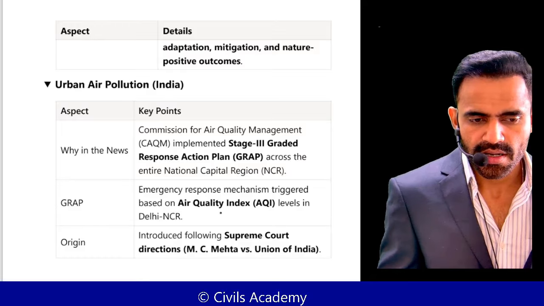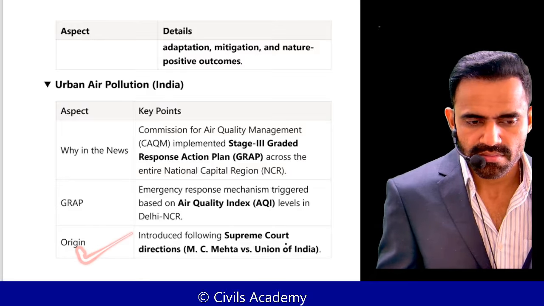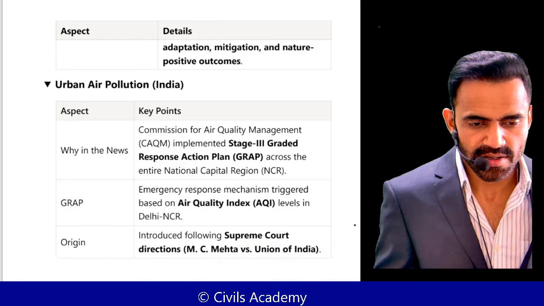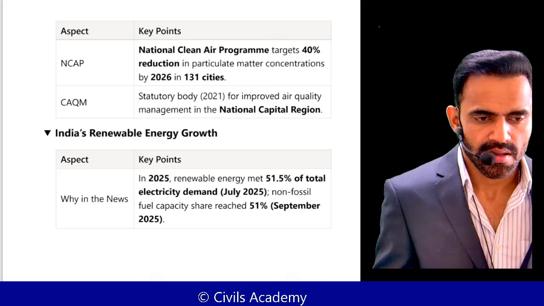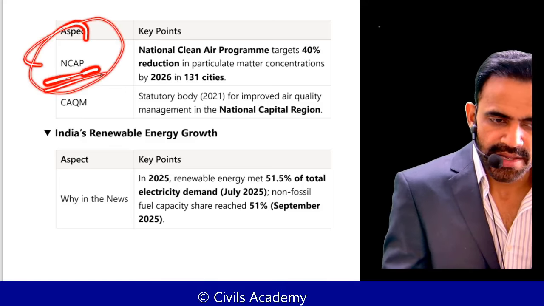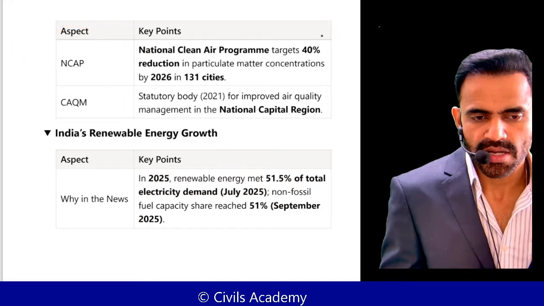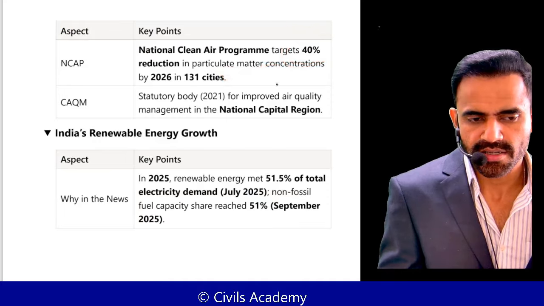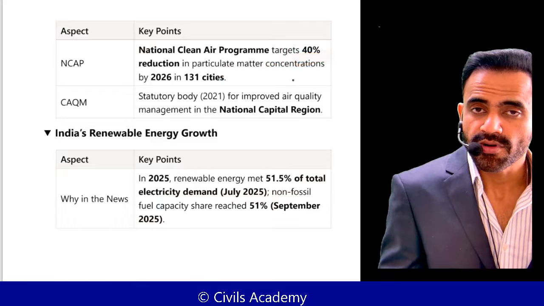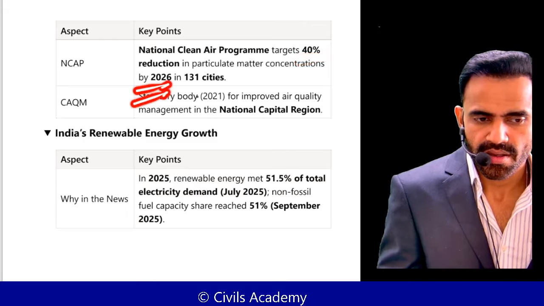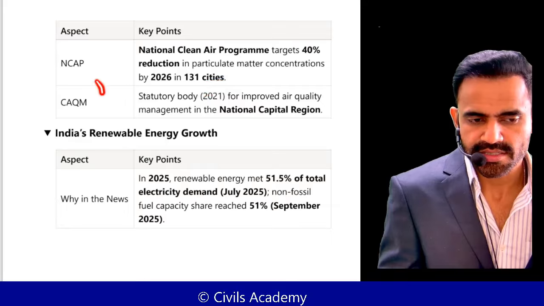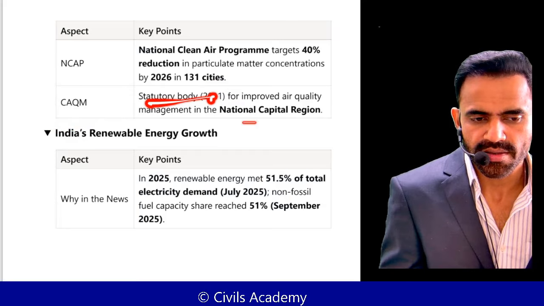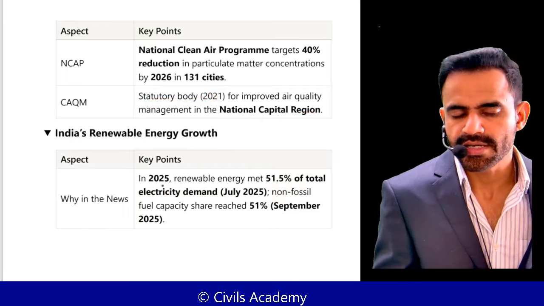Okay, now understand this was introduced by the Supreme Court directions in the MC Mehta versus Union of India case. Now, for clean air, we have the National Clean Air Program. The objective is to reduce the PM, that is particulate matter concentration, by 40% by 2026 in the major cities. And we have the Commission for Air Quality Management. This is the statutory body for air quality in the NCR region.